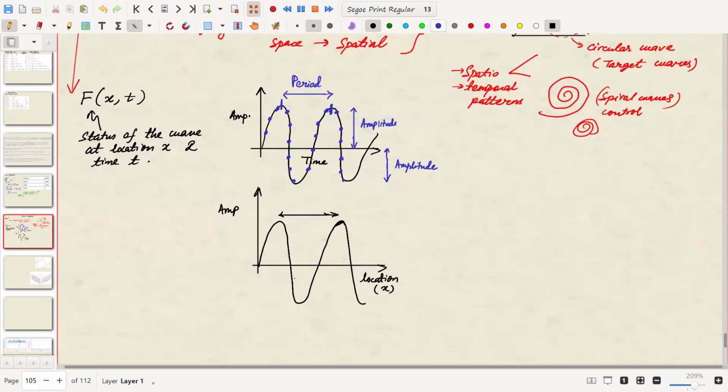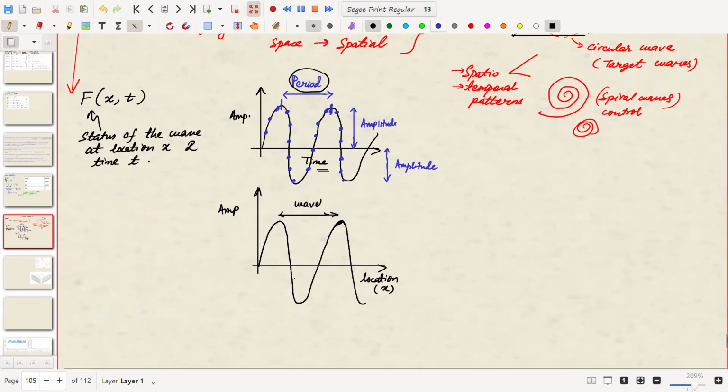This guy was representing the period in the case of time, but when you have location, this guy will represent the wavelength. When you have an amplitude versus location plot and you get a sine wave like this, any wave like this, the same quantity which gave you the period in the time plot is now the wavelength. I ask you to think about it. Why is this guy the wavelength?